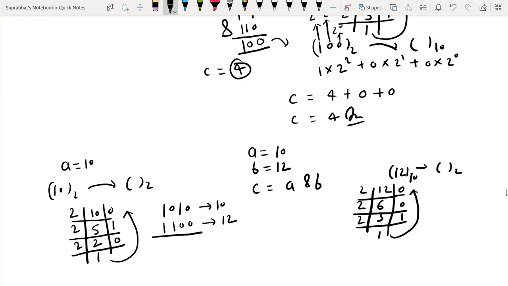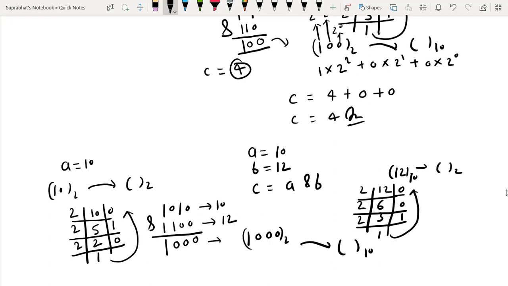Now I am again applying the AND operator. The rule for the AND operator: if both bits are 1, then its value is 1. So 0 0 is 0, 1 0 is 0, 0 1 is 0, 1 1 means 1. Now the final output in binary is 1 0 0. It is in binary, and now we need the output in decimal.